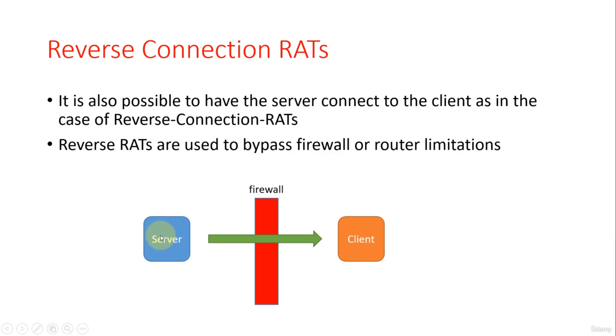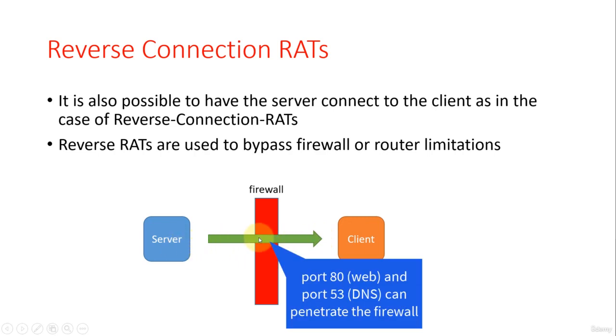RAT in the server, then the RAT will initiate the connection. For example, if it uses port 80, the firewall usually doesn't block port 80. Port 53 also usually isn't blocked because port 53 is DNS. So this is an example of where you might use reverse connection RATs in order to penetrate the firewall.